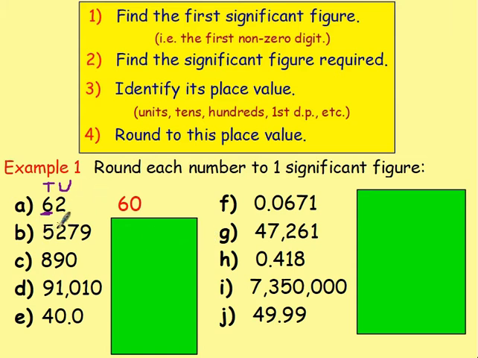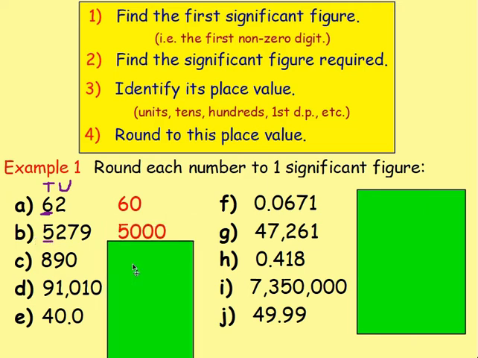With B, first of all, find the first significant figure. What would that be, Emily? Good. So, we want to round to 1 significant figure, so we just look for that first significant figure. What column is that in, Daniel? Thousands. Good, that's in the thousands, so we round that number to the nearest 1,000. And that would be, good, it would be 5,000.